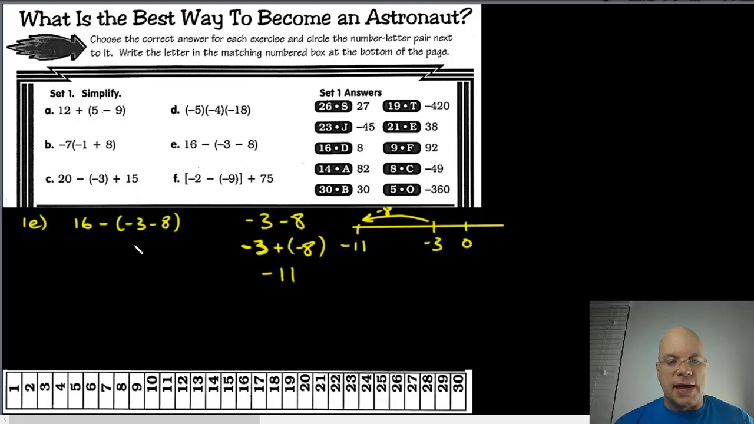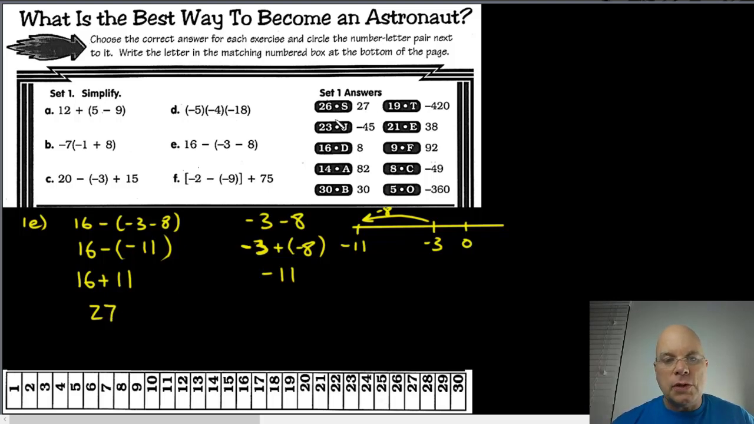And so since this difference is -11, I'm going to substitute that for this part of our expression. So now I have 16 minus -11. Now I'm going to use the same definition of subtraction to change this to an addition problem. 16 minus -11 is the same as 16 plus the opposite of -11, which is +11. Subtracting is the same as adding the opposite of whatever you're subtracting. So if I was subtracting -11, it's the same as adding the opposite of -11, which is +11. And 16 plus 11 is 27.